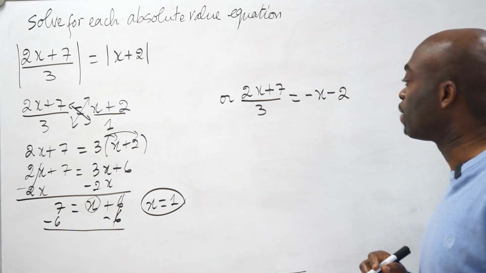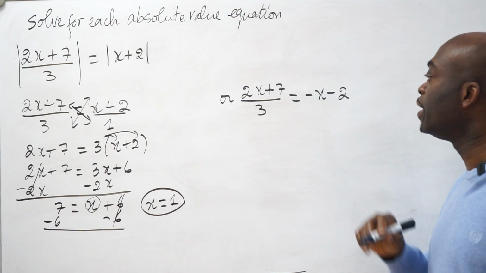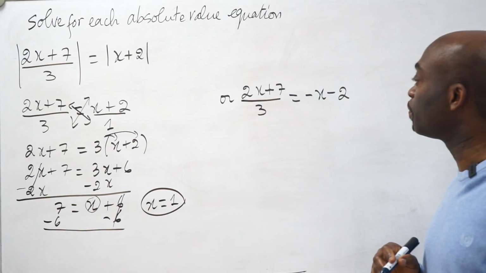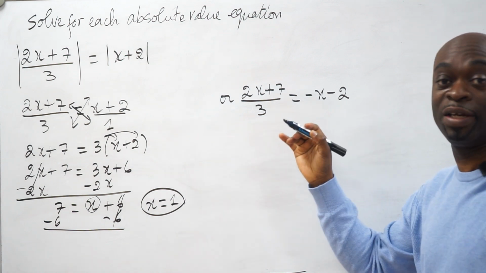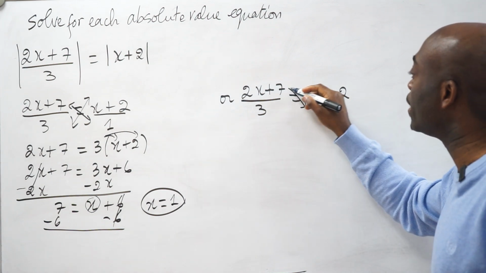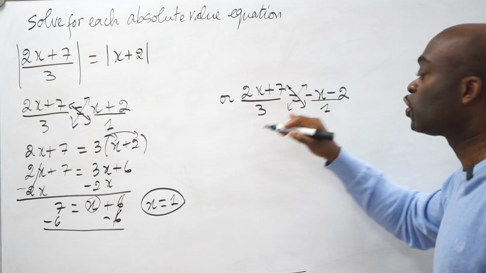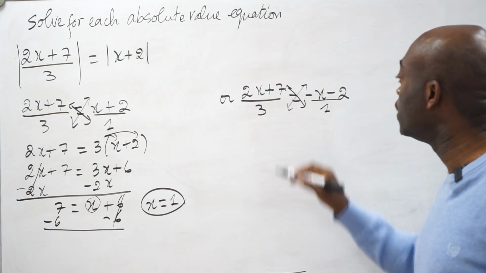Now let's go to the second one here. We have (2x + 7) over 3 equals negative x, negative 2. All right, the same thing that we did there, we can do over here as well by just cross multiplying. It's an easier way to do it. If you have two fractions, cross multiply. Your life is safe. So let's go for it.